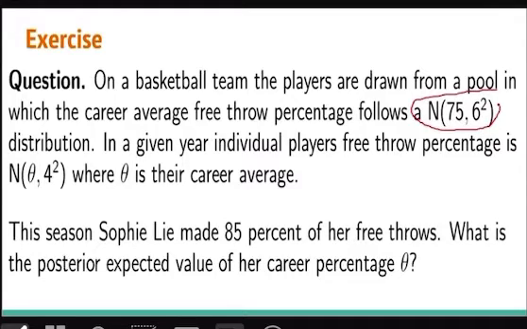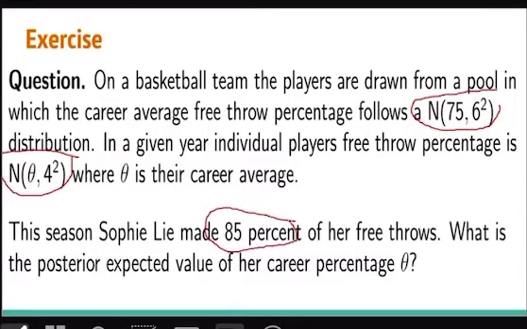In a given year, individual player free throw percentage is this. What is that? Likelihood. Good job, you guys are doing great. Where theta is their career average. This season, Sovili made 85%, 85% of a free throw.